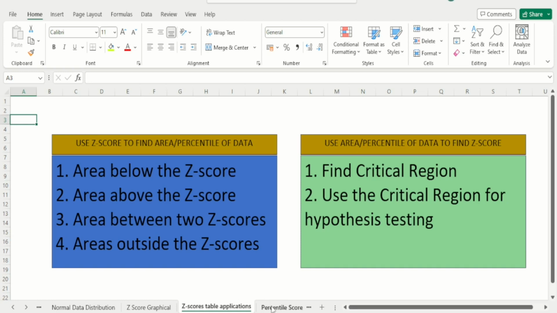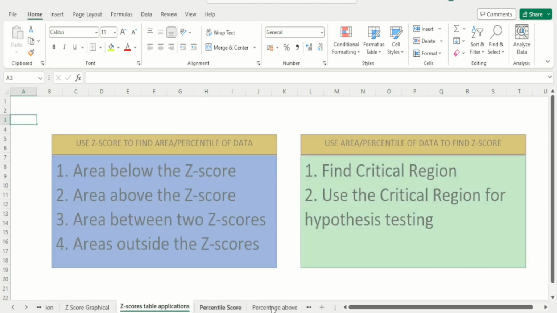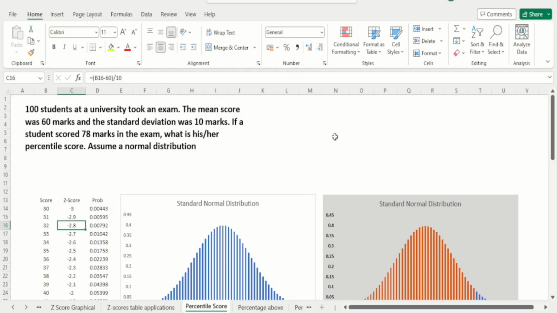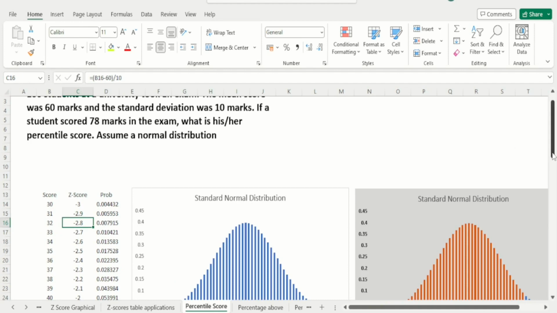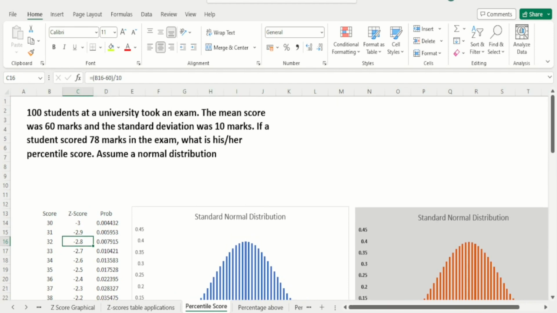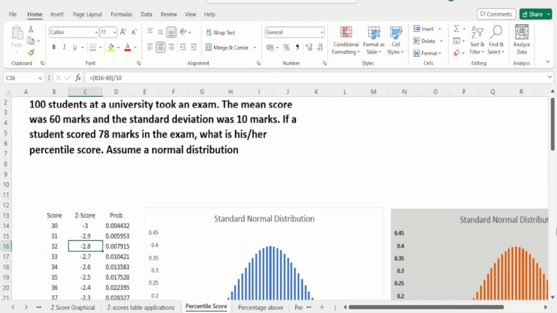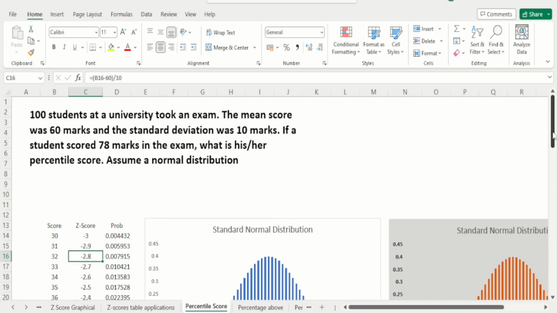We'll start with the first example, which is area below the z-score. This is a concrete example of a problem that we're trying to understand and solve. The question says that there are 100 students at a university who took an exam, the mean score was 60 marks, and the standard deviation was 10 marks. If a student scored 78 marks in the exam, what is his or her percentile score?